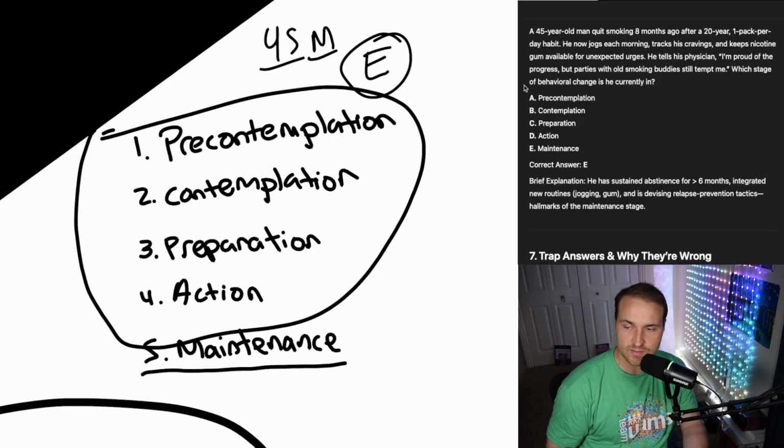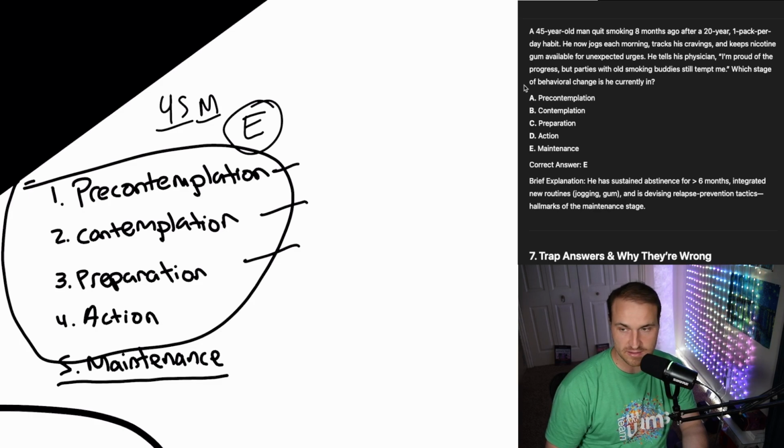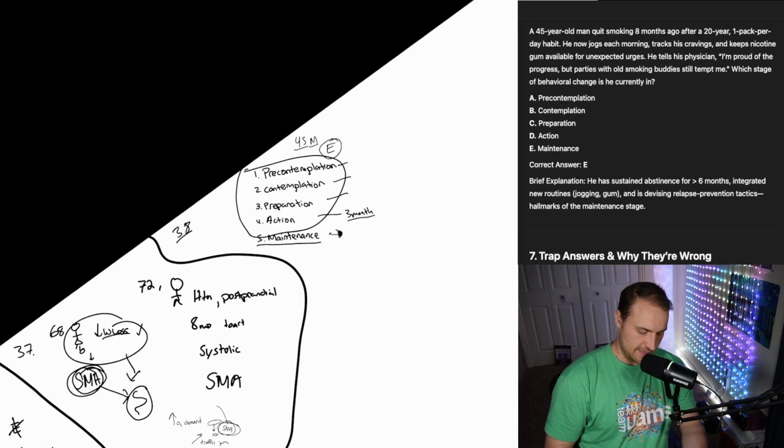Easy peasy. Pre-contemplation, somebody's like, I don't need to quit. Contemplation, yeah, I know the pros and cons, but I haven't done anything about it. Preparation, okay, I'm setting a quit date. It's kind of like for Step 1, here you're like, I don't need to study. Contemplation, yeah, I know I should study. Preparation, booking your exam, setting a date. Action, this is your behavioral change, 3 months out, like a month out, and then maintenance. I'm worried I'm going to relapse, but nope, you just got to keep hiding Netflix. All right, that's question 38.